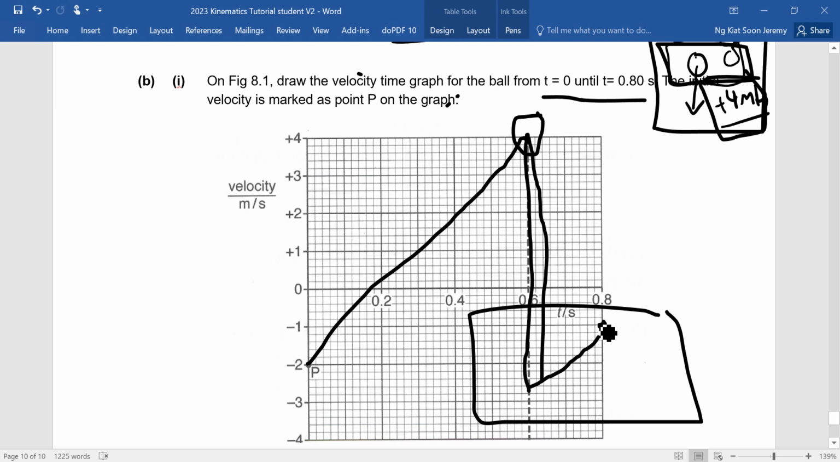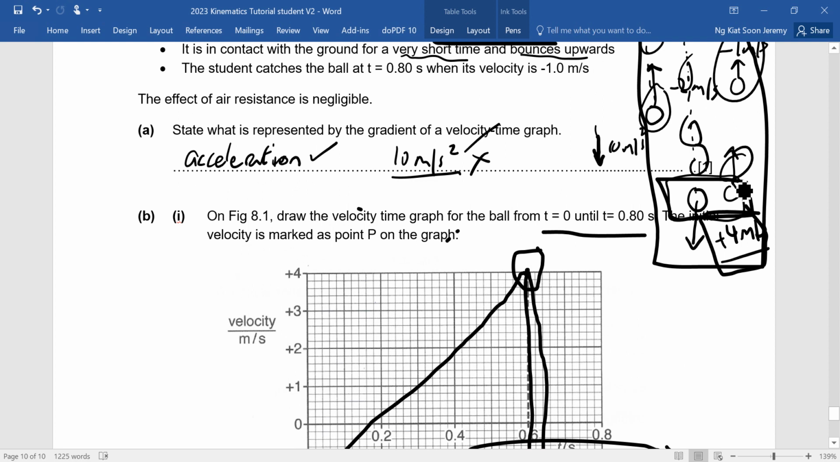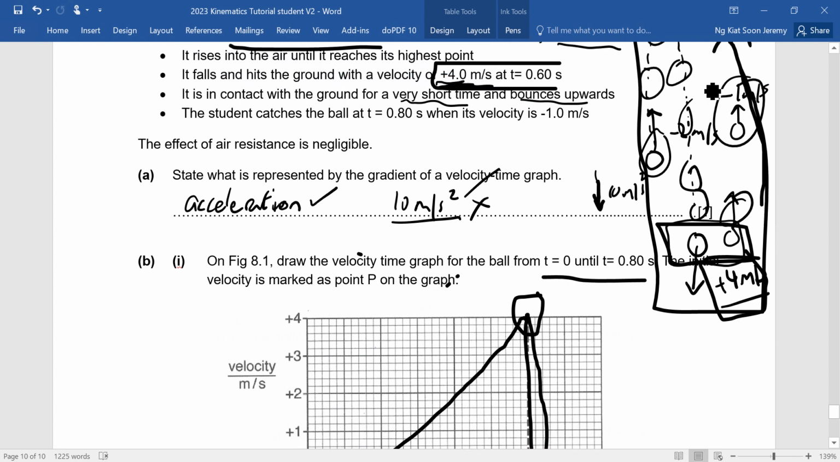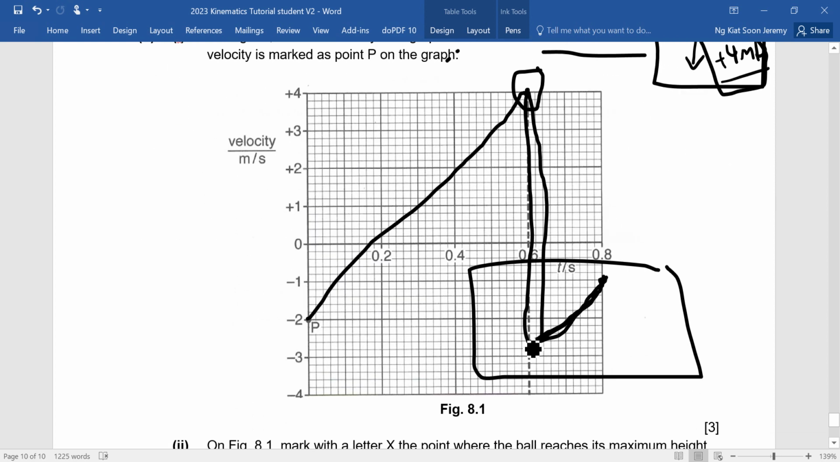You know the point where the girl catches it, and you also know that the line here, the gradient must be 10, right? Because once I lift off the ground, I know this is free fall again, and free fall is always characterized by acceleration of 10 meters per second squared downwards, right? So I know it's a line that looks like that. Okay, so this one needs to be drawn parallel to this.